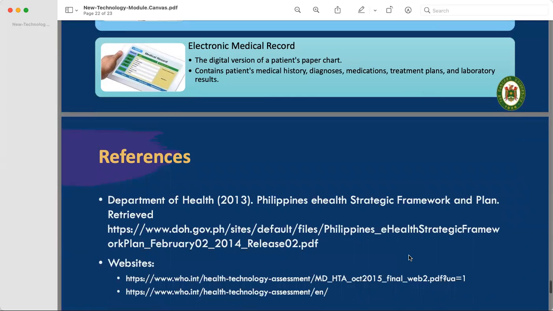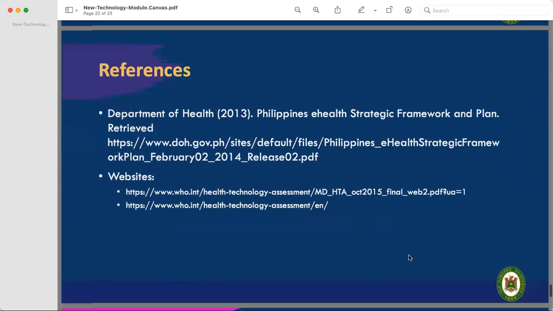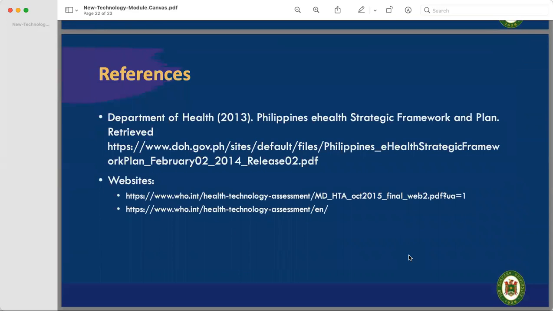So there are a lot of things that we can discuss about e-health, but I would reserve that for next year, when you take up your nursing informatics.